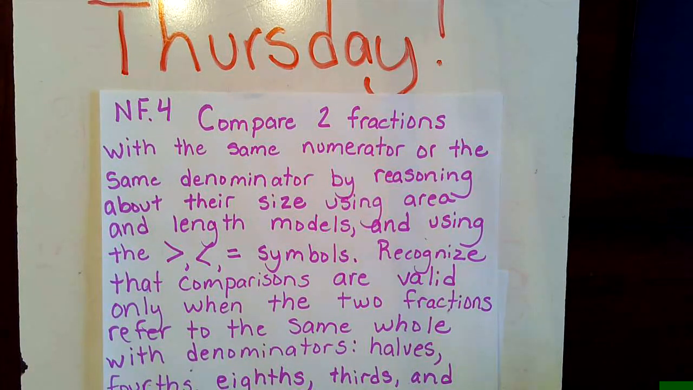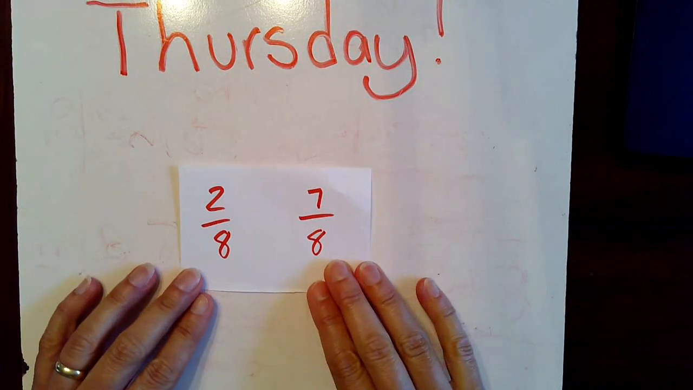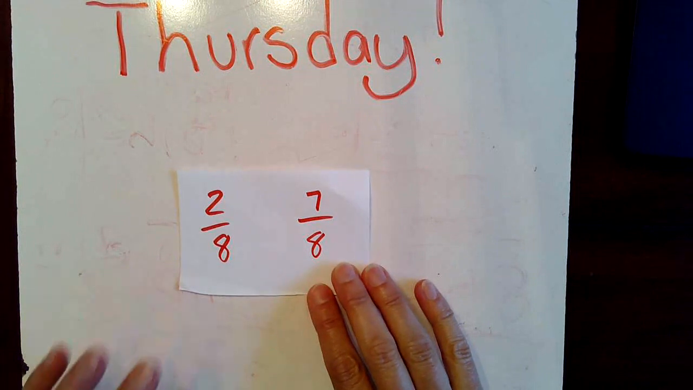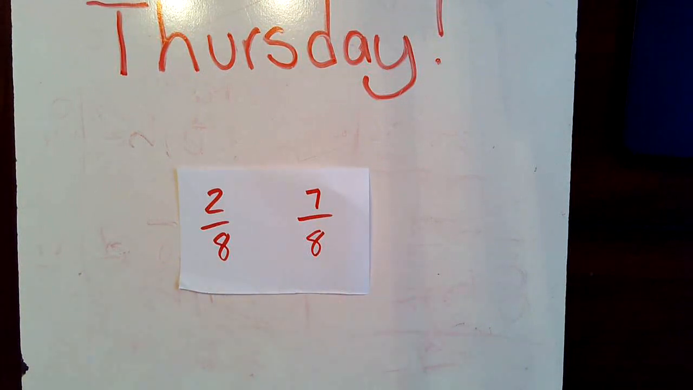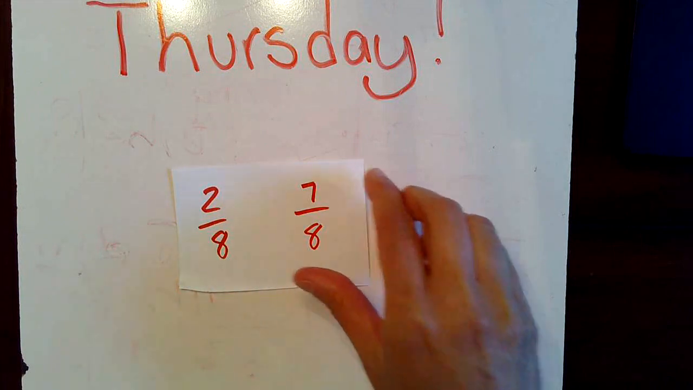It's Miss Yelton, and today we are going to continue comparing two fractions with either the same numerator or the same denominator. So have your paper and pencil out and ready. And our first fraction that we're going to look at is 2/8 and 2/7. So write these two fractions down on your paper, and then I want you to go ahead and put the correct sign between them, either greater than or less than.